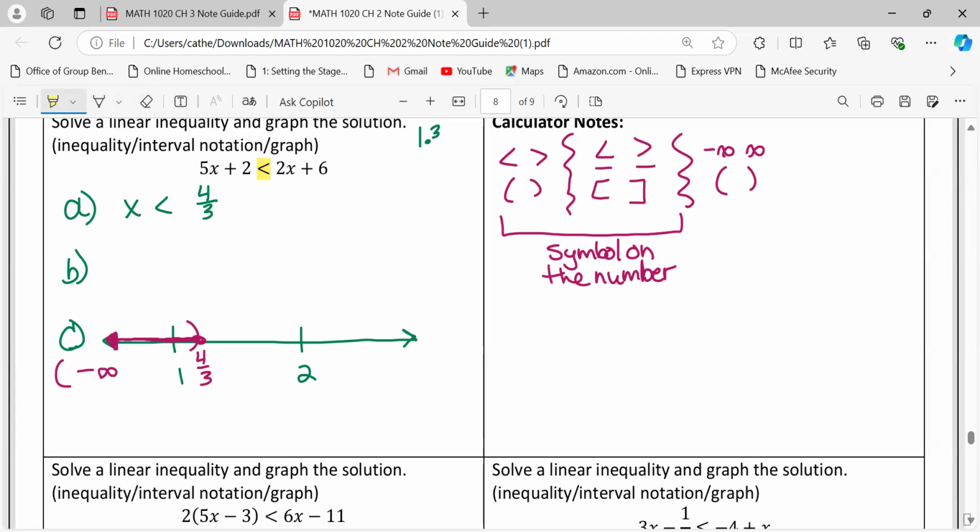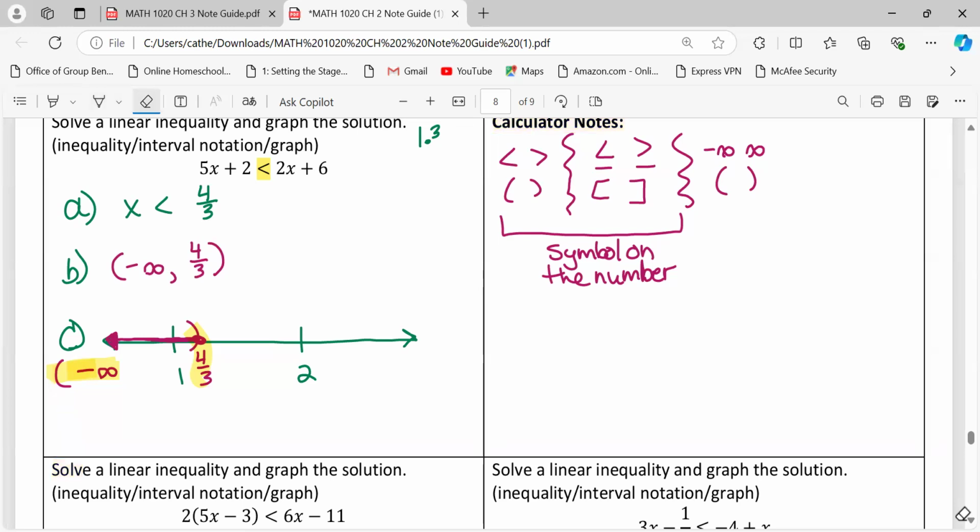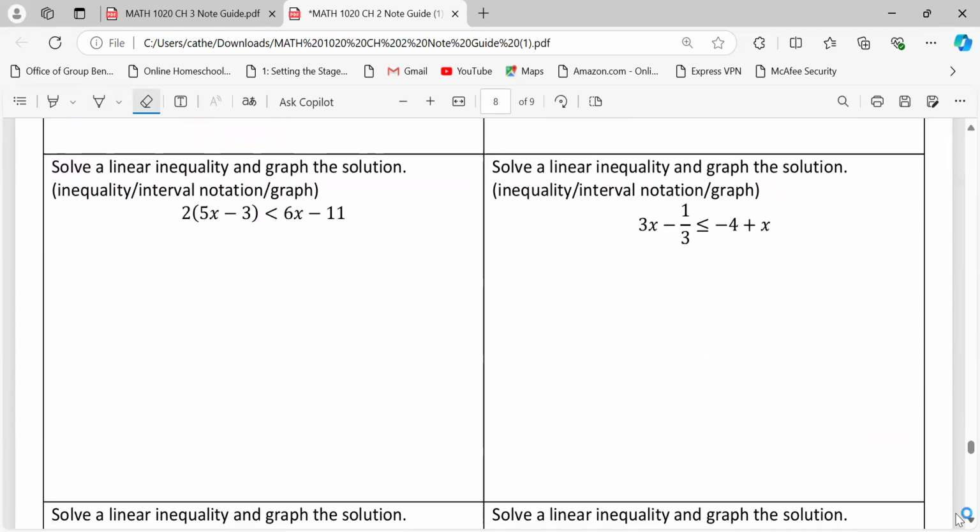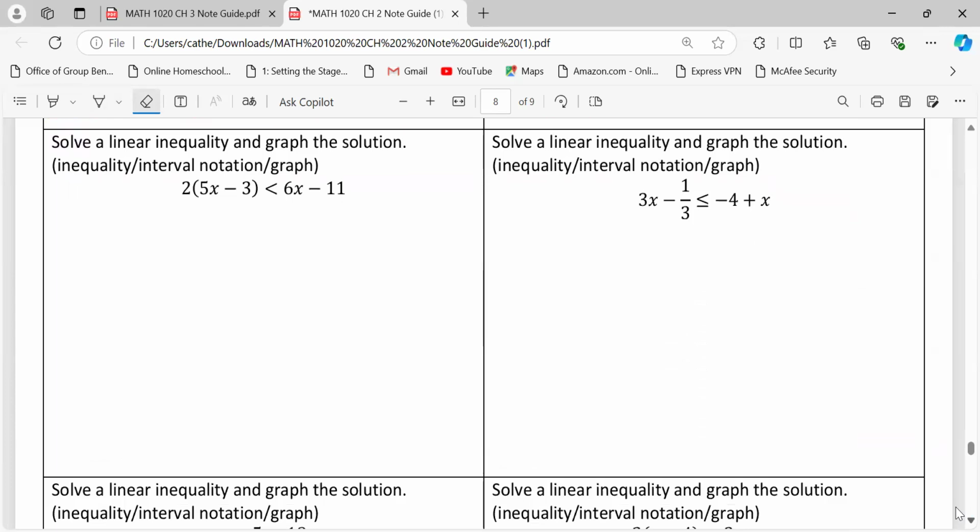Then I use the number line. So I want to show you interval notation: left to right, like you read a sentence. We have a parenthesis with negative infinity, comma, then our number, and the inequality symbol tells me I have a parenthesis on the number. So that is interval notation. Negative infinity is always on the left. Positive infinity, if we run across it, will always be on the right. Okay. So let's go to the next one and put that in our calculator.